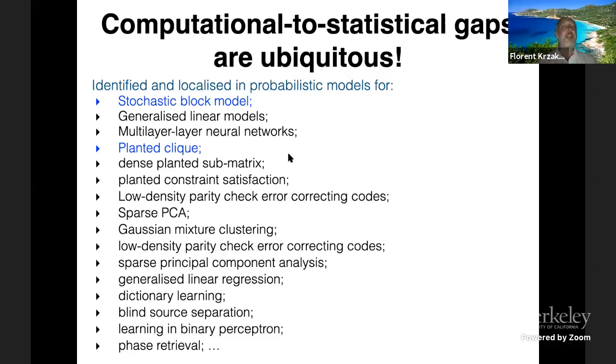All right. Now, these were just examples of the stochastic block model and the planted clique, but of course, in the last 10, 15 years, we have found pretty much the same behavior almost everywhere. We found it in generalized linear models, in some simple models of neural networks, in dense planted symmetric models, in planted constraint satisfaction. People knew about these in LDPC error correction. They know that BP doesn't achieve capacity. It's the same in sparse PCA, Gaussian mixture clustering, and so on and so forth. In fact, the list goes on. And Lenka will speak about this again for 2 more lectures, so I will not spoil it too much.